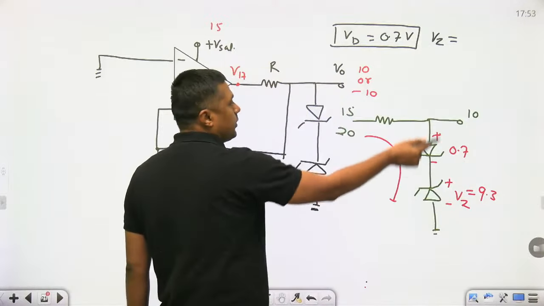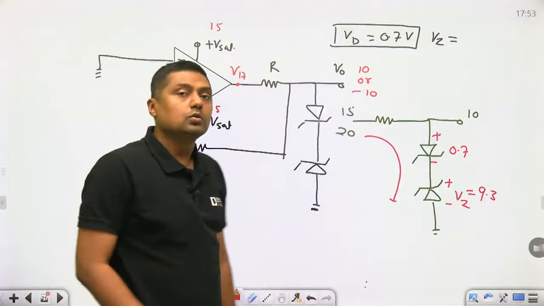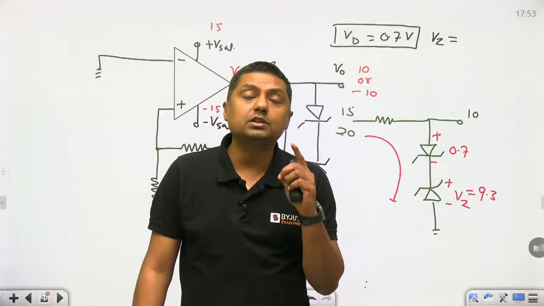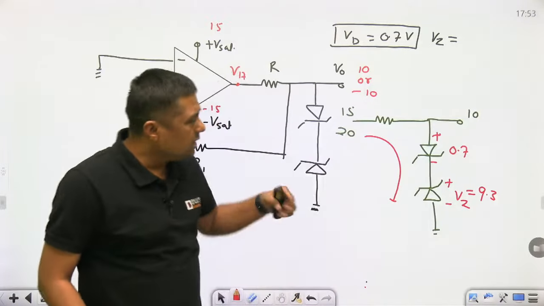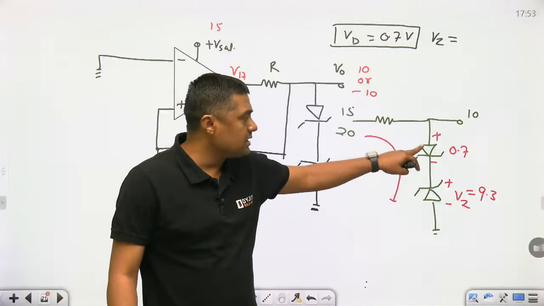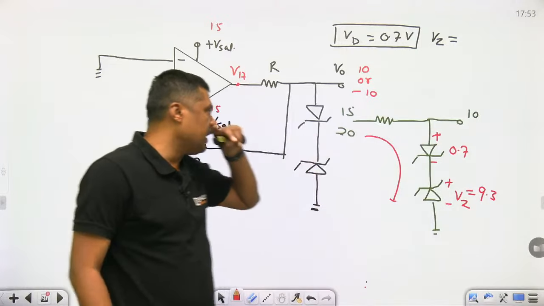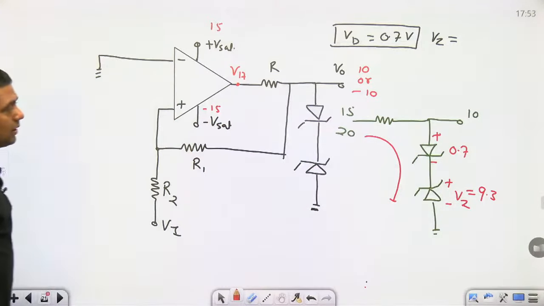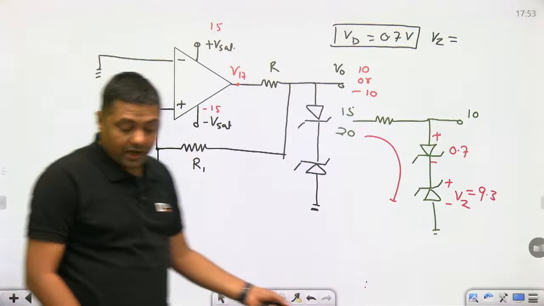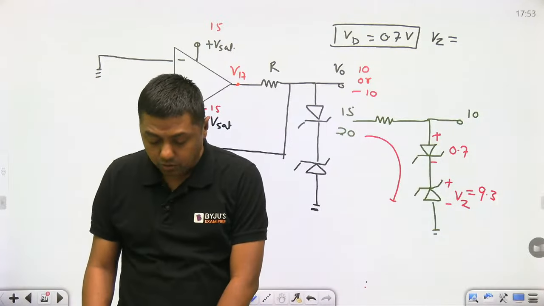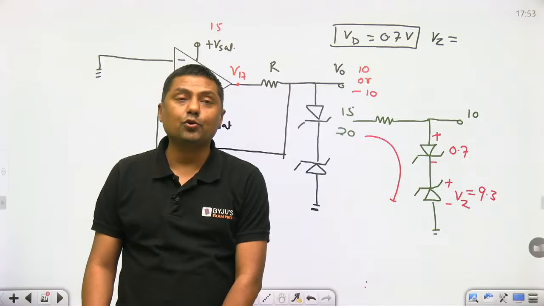0.7 plus 9.3, we are getting the 10 volt. What is the breakdown voltage? 9.3 volt here. Or similarly, in the opposite direction, this is the forward bias that will break down. So again, we are getting the 10 volt limited voltage. Okay, then. So we have to design this circuit, guys. I think now it is clear to you.